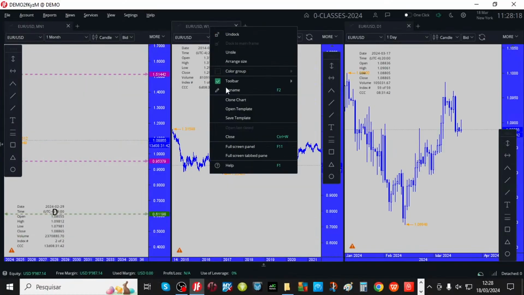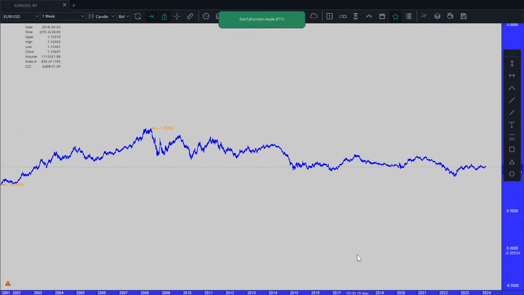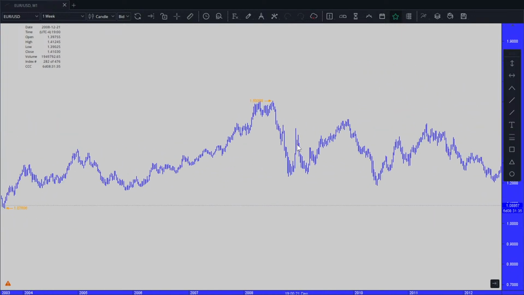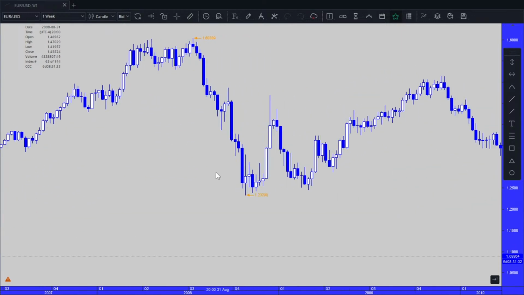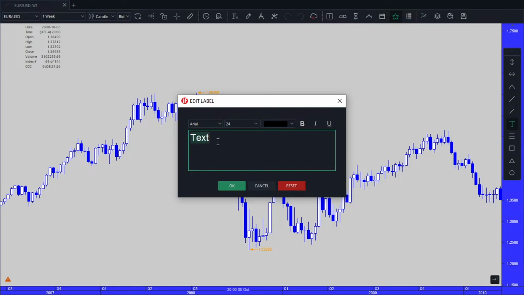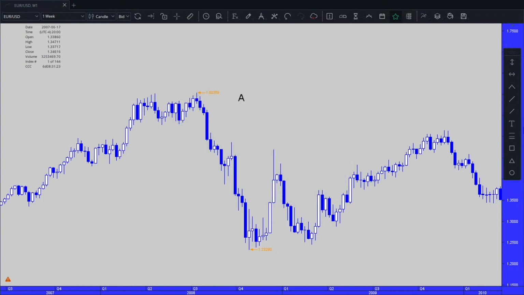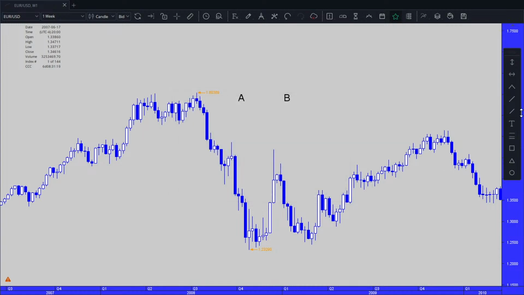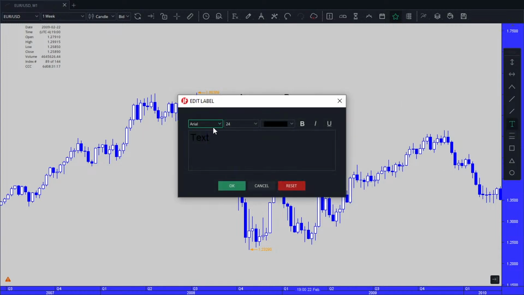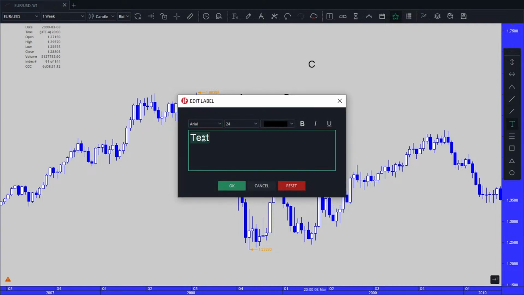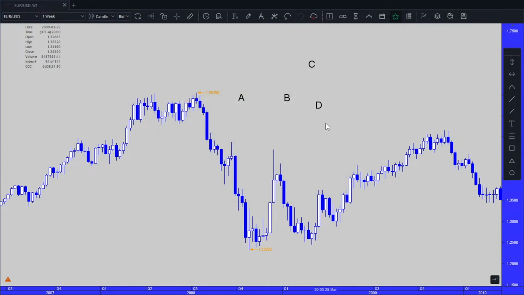Let's go check the weekly. Weekly chart, similar story. As always, starting from the high, we are going to have our ABCDs. This is going to be our A, text. That's our B, text. That's our C, and text. That's our D.